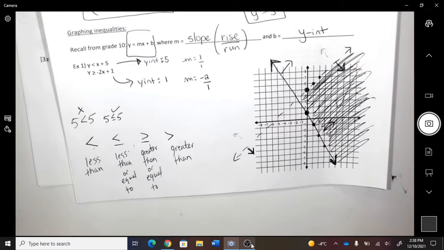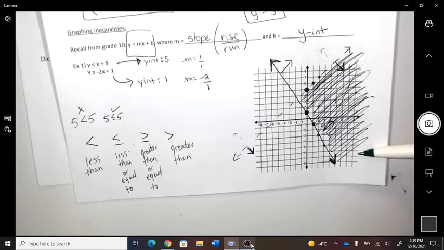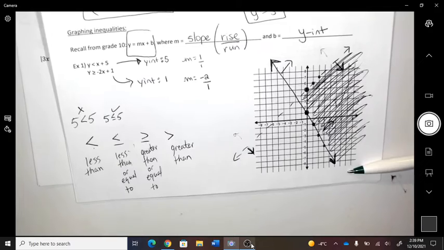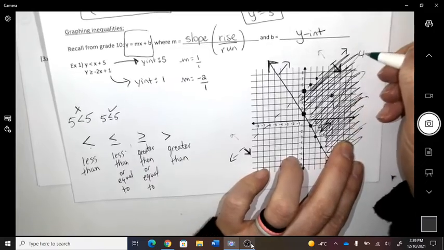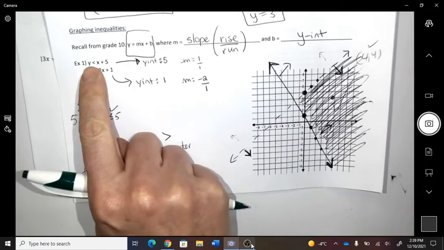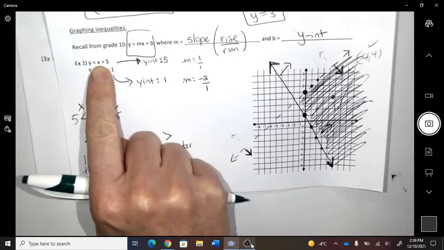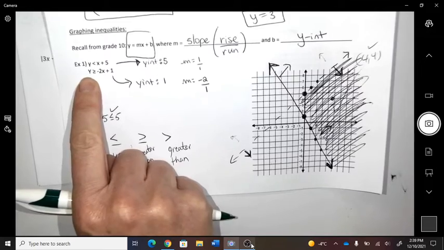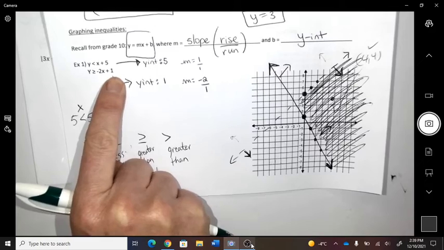And okay, so what does this mean? It means anything that I shaded in is a solution. Can anybody think of a random point that I shaded? 4, 4. 4, 4 is a solution. So 4, 4 should work. Ready? Plug it in. Is the y value 4 less than x, 4, plus 5? Is 4 less than 9? Yes. Is 4 greater than or equal to negative 2 times 4 plus 1? Yes.